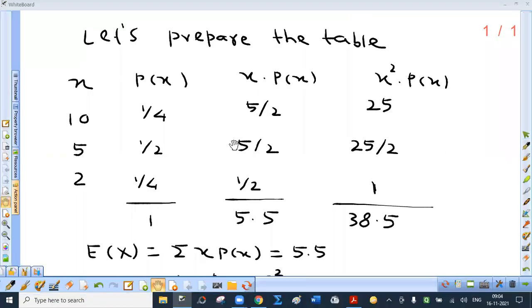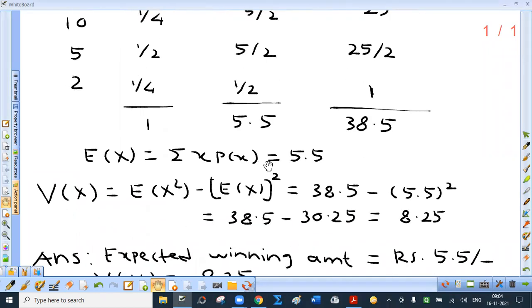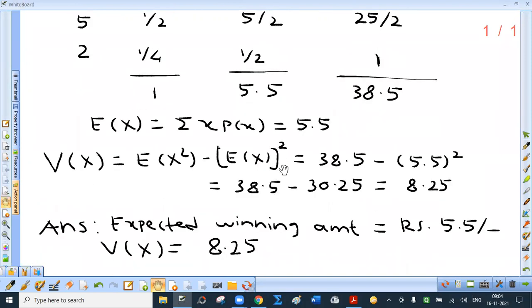Now this is the table. So sigma p x has to be 1, sigma x into p x is 5.5, sigma x square p x is 38.5. So what is expected value E of x? It is sigma x p x, that is 5.5. What is variance of x? E of x square minus square of E of x. Substitute to get 8.25. So expected winning amount is rupees 5.5 and variance of x is 8.25.